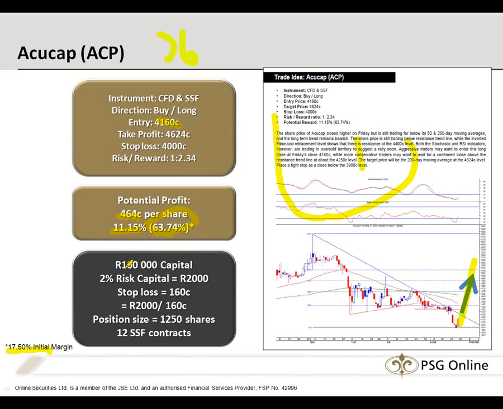So here's my risk reward ratio on 100,000 rand trading capital. I'm willing to risk 2%, which is 2,000 rand. Divide by my stop loss, which is the difference between my entry level and my stop, in this situation 160. Dividing 160 into my 2,000 rand per trade, my position size is telling me I can buy 1,250 shares on a CFD, or on single stock futures I can buy 12 contracts. One contract is equal to 100 shares.